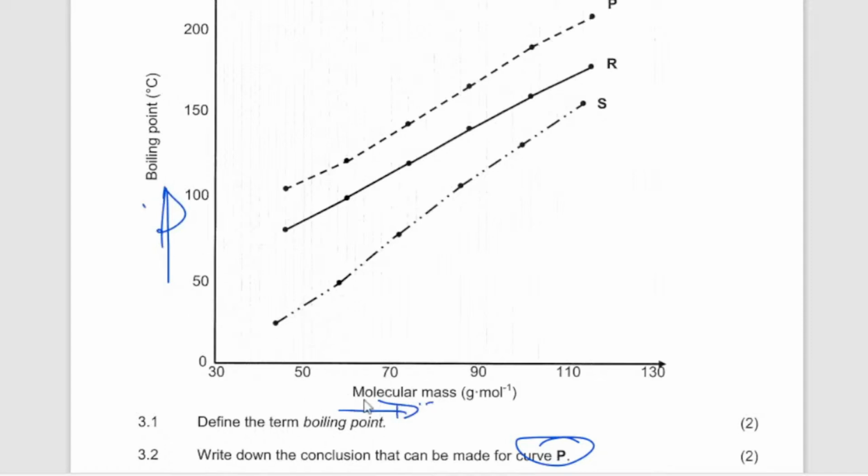You can't say that the mass increases as the boiling point increases. No, it's the boiling point increases as the mass increases. Yes, why? Because the mass causes the boiling point to increase. If you have reversed it, maybe they could give you a tick, but that's the most correct answer.